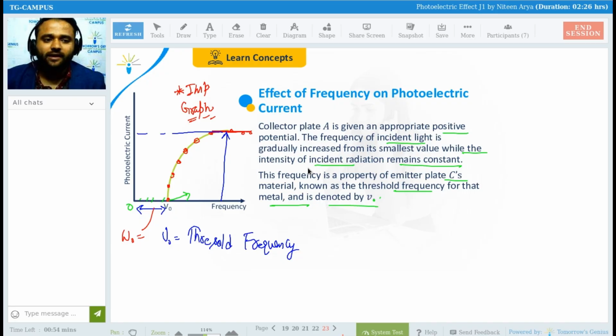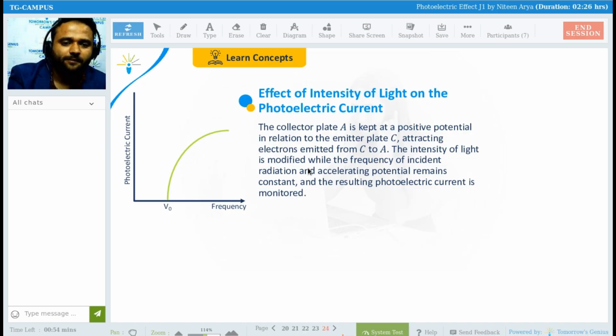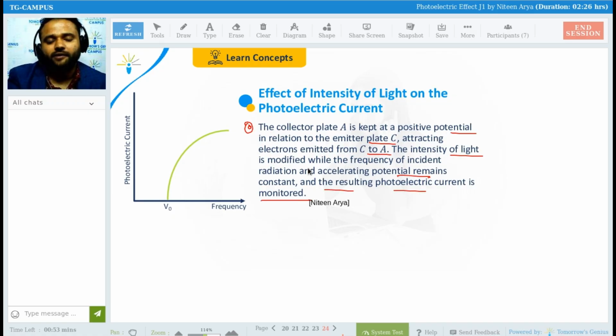Clear, beta? What we read in the theory, we can observe the same thing from this experimental setup as a graph also. The same thing is written over here, so I'm not going to redraw it again. The collector plate A is kept at a positive potential in relation to the emitter plate C, attracting electrons emitted from C to A. The intensity of light is modified while the frequency and accelerating potential remain constant. The resulting photoelectric current is monitored.